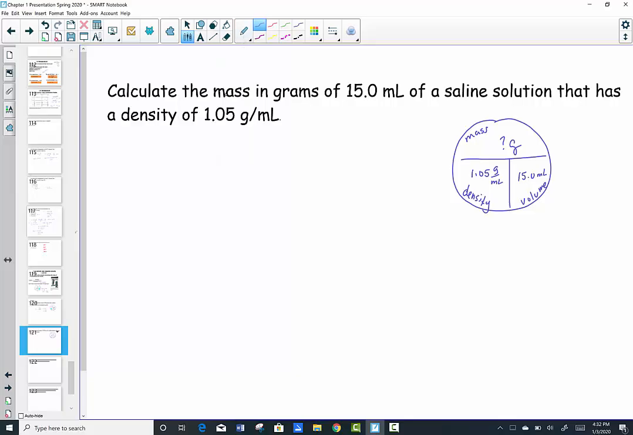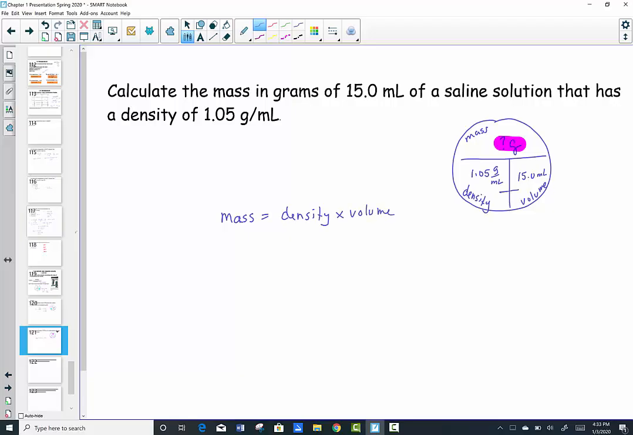Now, think about this round little buddy and how to use it. The unit I want gets covered up. I want to know mass. And when I say cover it up, pretend that highlighter is my finger. And what formula do you then see? I see that mass can be found by taking the density times the volume.